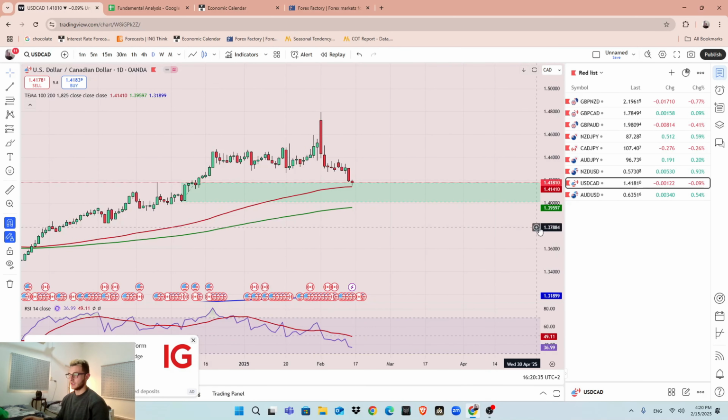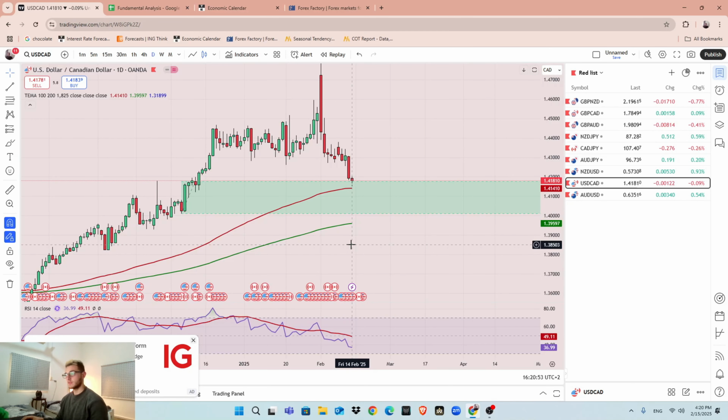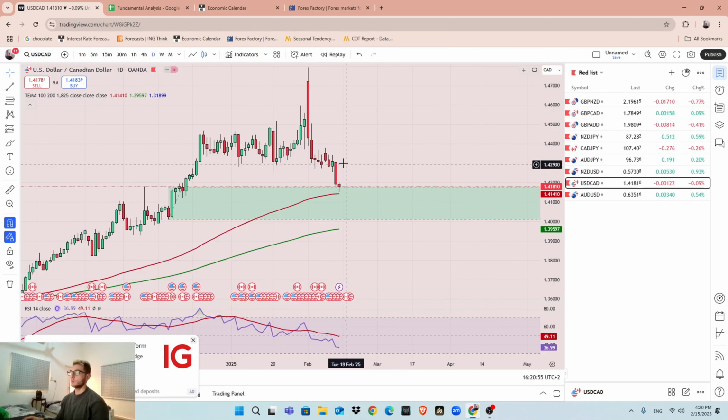USD CAD, looking to buy this pair. We are in a great area. We shall see if data will support a buying position. We have on 18th, so Tuesday, 18th of February, we have the inflation rate of the Canadian dollar. Hopefully it will come negative for the Canadian dollar, which will give us an opportunity to take a long position on the USD CAD.